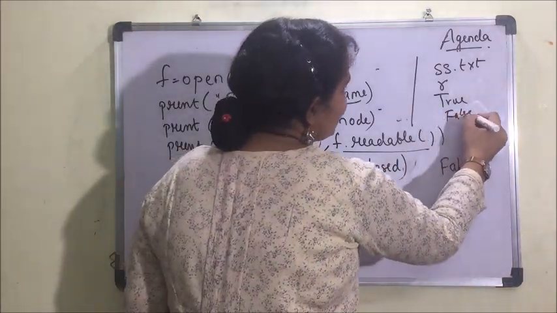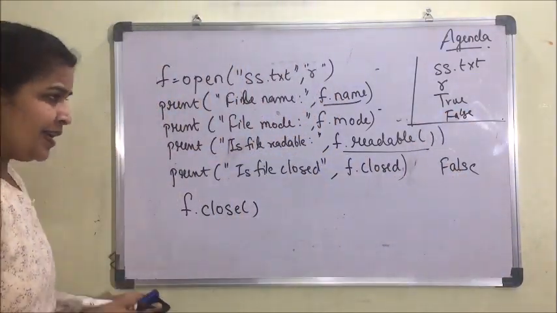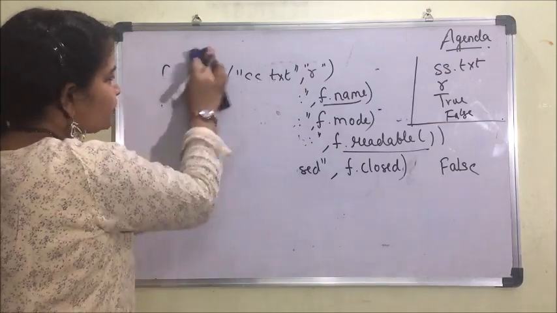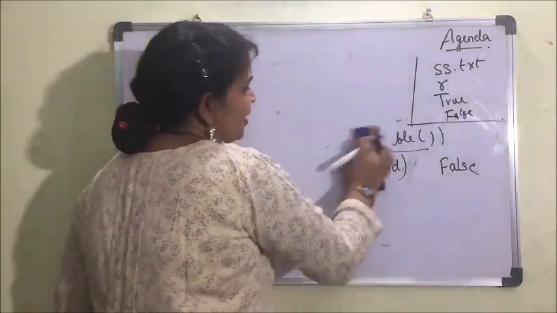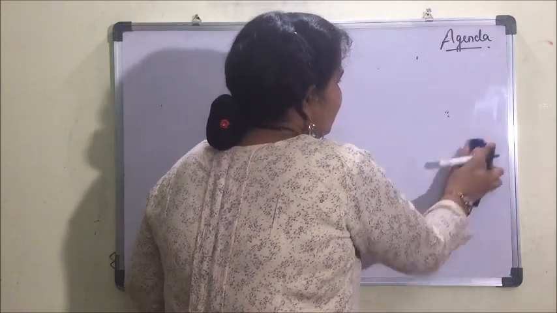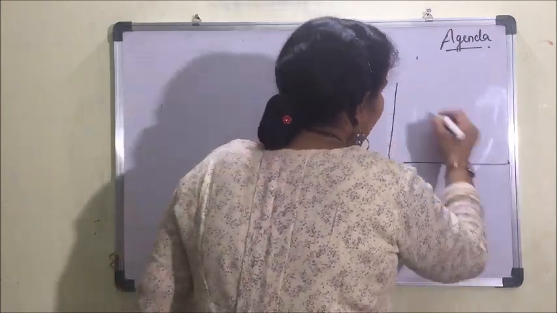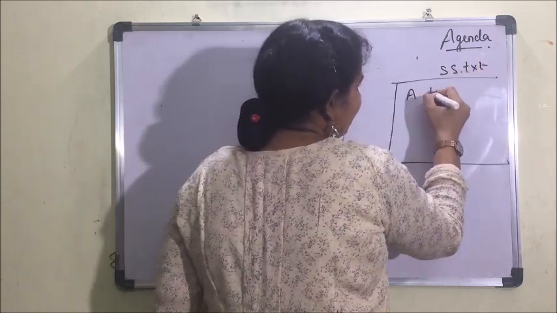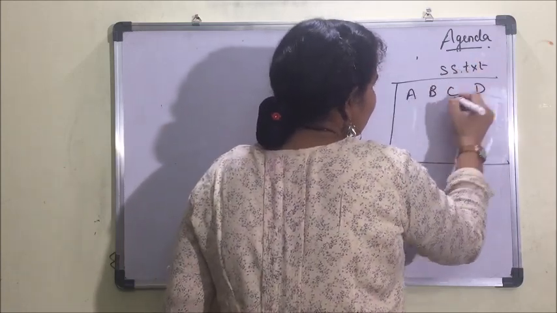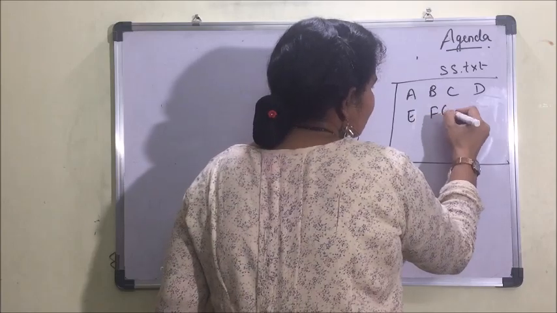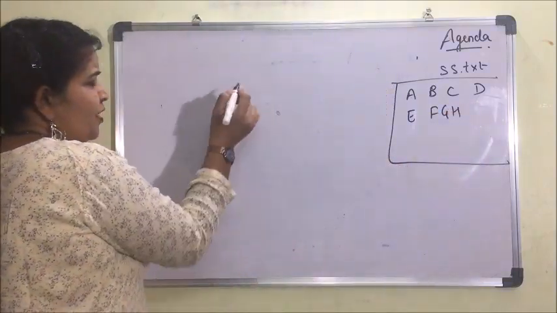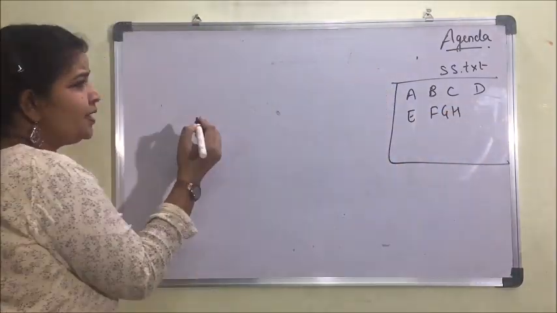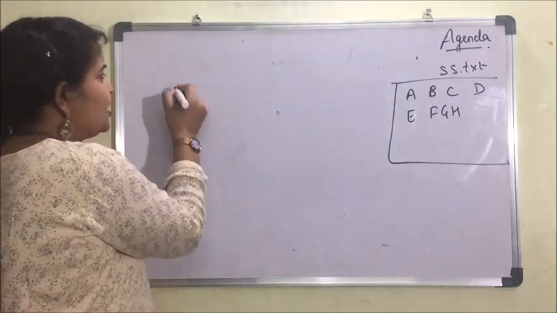So this will be the output of the program. Next comes read. Suppose there is a file which we want to read. Suppose this is the notepad file ss.txt. I have written A, B, C, D, E, F, G, H. So if we want to read the file, the function which we will use is read.